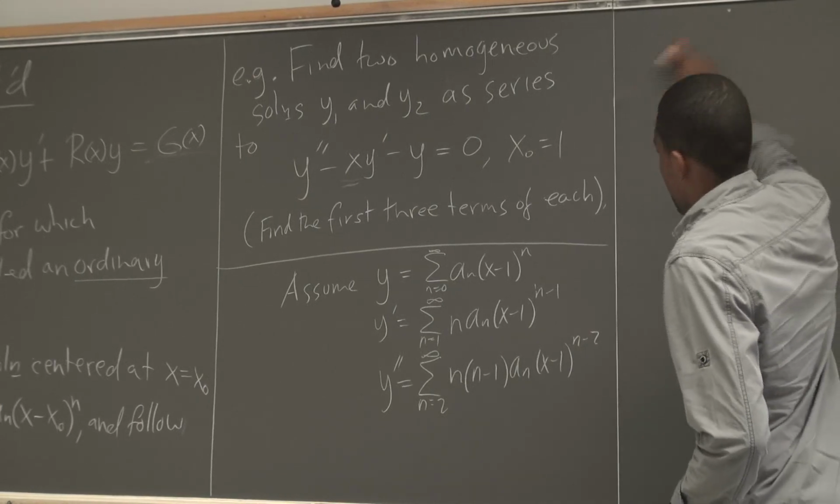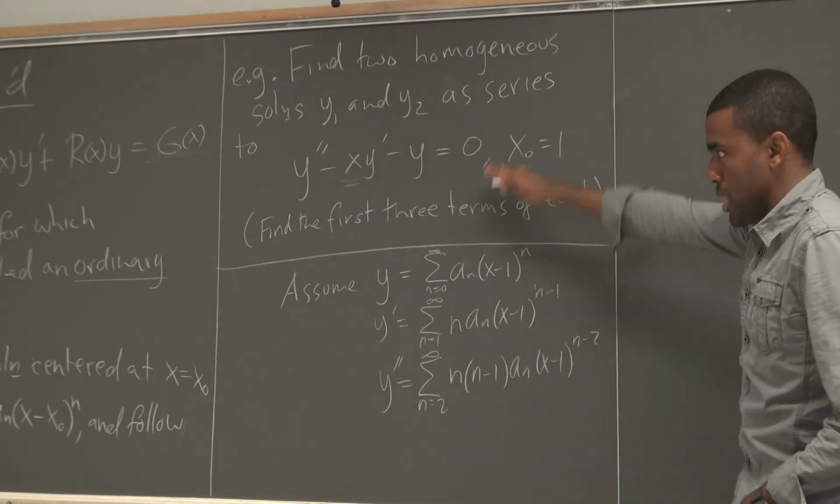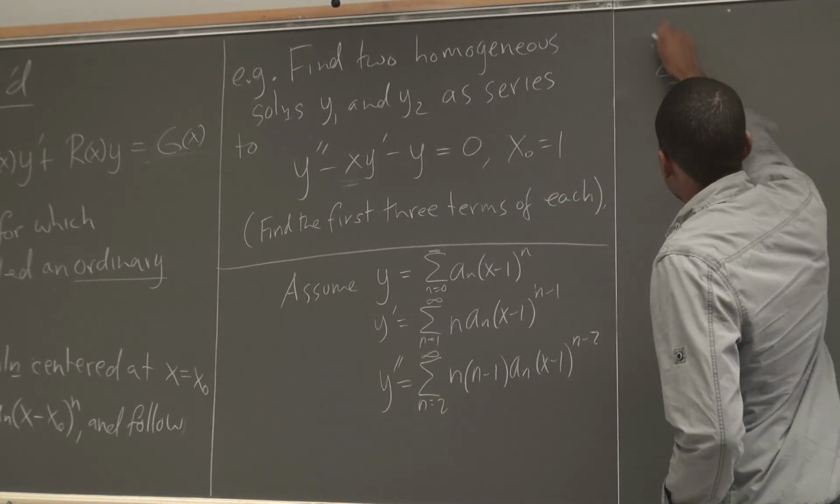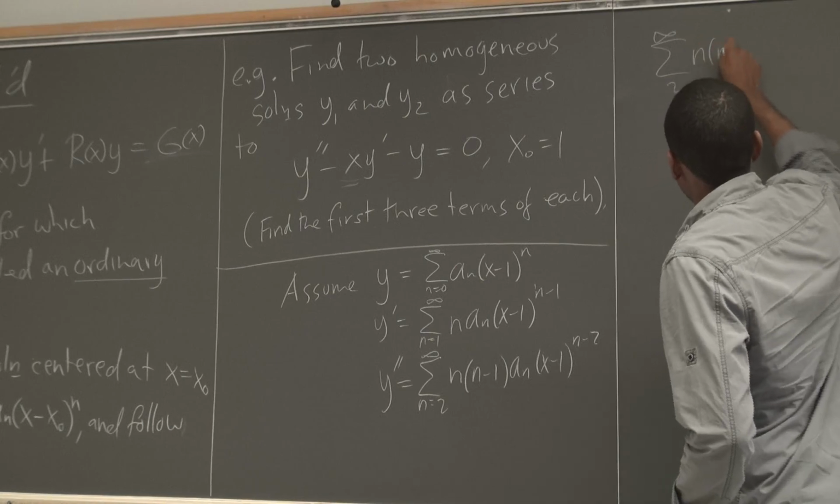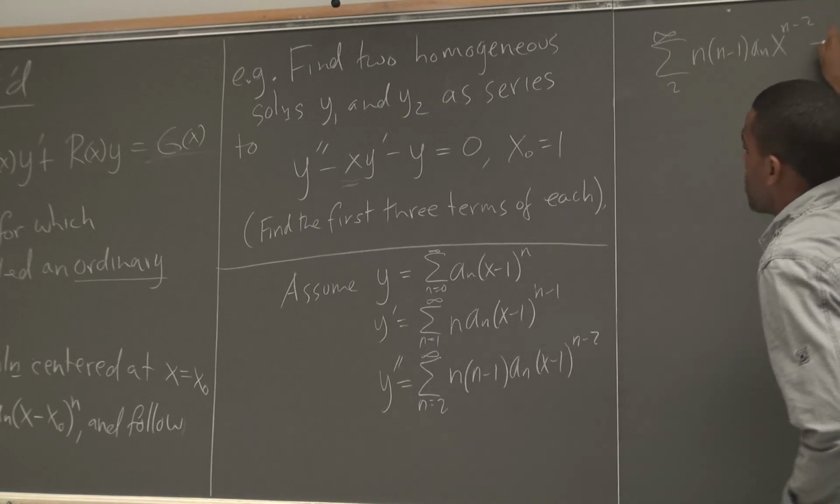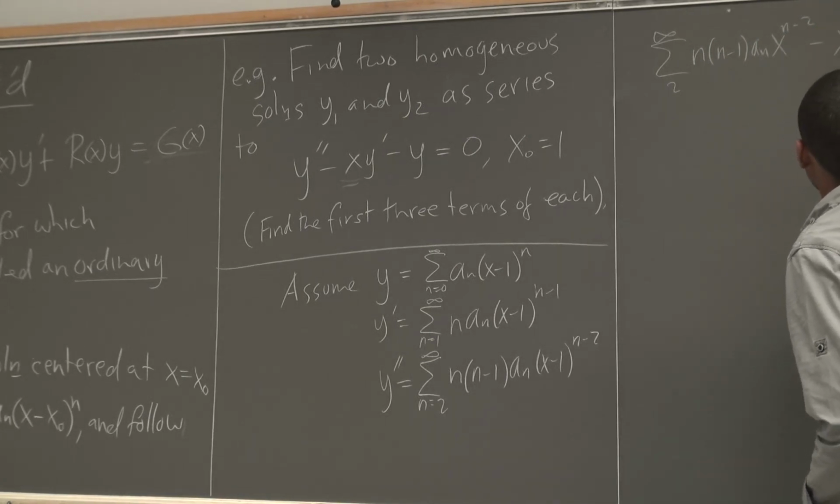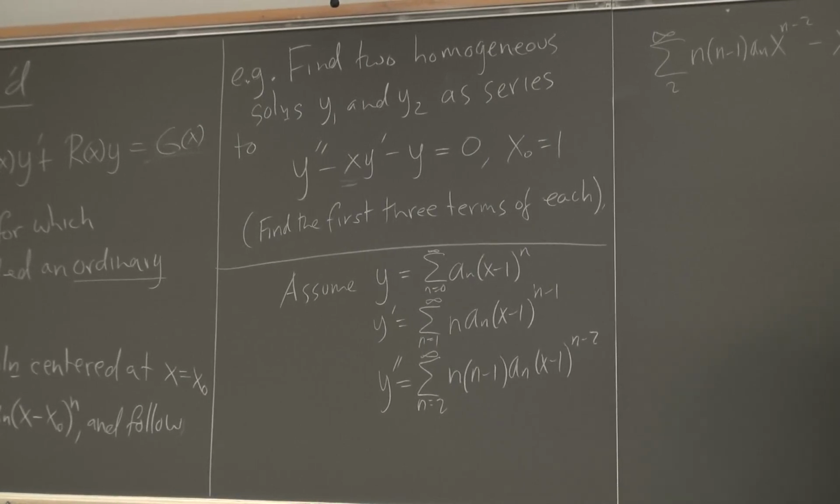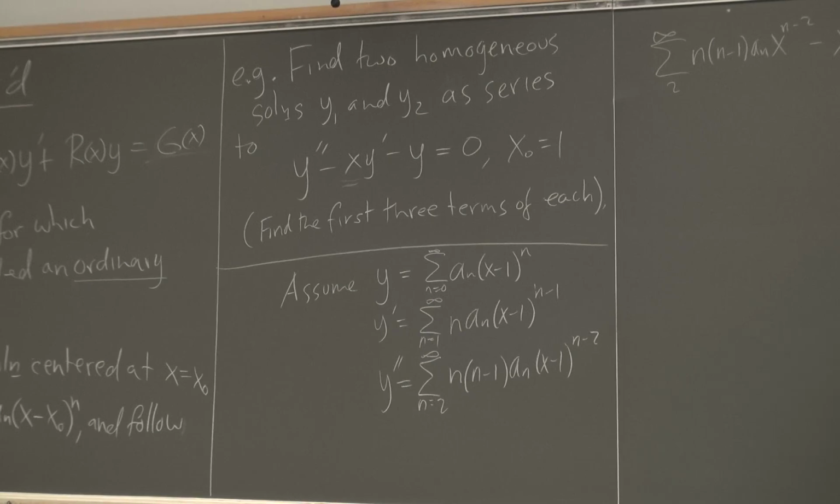So let's say you plug this in. I'm just going to explain, you don't have to write this. I'm going to write out what we have here and show you why it's a problem. Right? So we'll go from 2 to infinity, n minus 1, a n x to the n minus 2, minus x times the series from 1 to infinity of n a n x minus 1 to the n minus 1, minus the sum of a n x minus 1 to the n from 0 to infinity. Now do you see what the problem is?